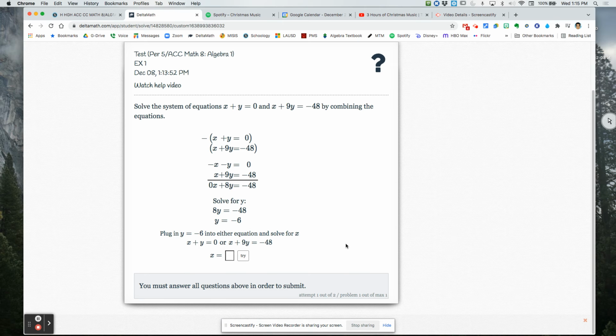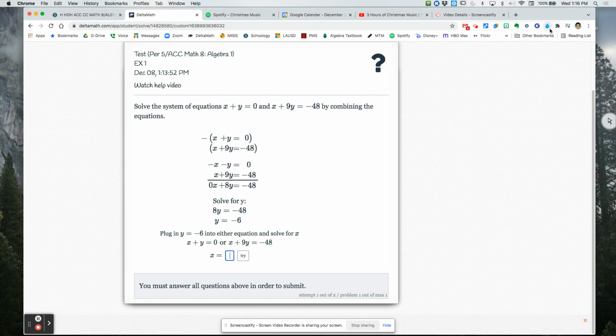Okay. So the last thing they want us to do is use one of our original equations, and the fact that y equals negative 6, so that we could figure out x. So if we could do that math real quickly, we've got what? x plus negative 6 equals 0. So what does x have to be? If we have x plus y, right? I'm using this equation.